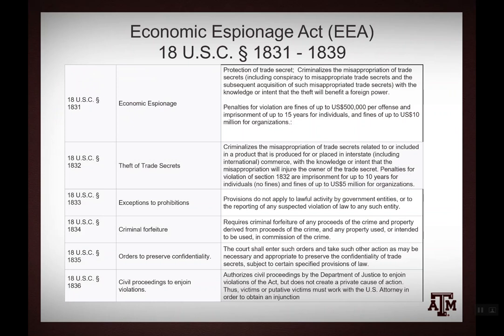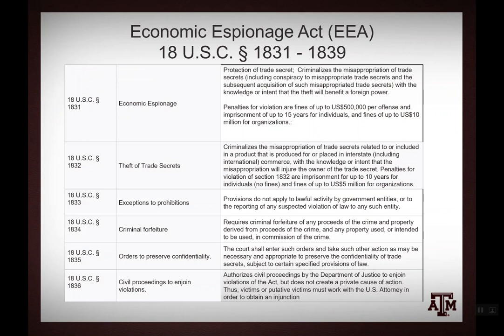Now, Section 35 is very interesting because, let's face it, trade secrets have to be kept confidential. So when they get to court records, the court can enter orders, typically called protective orders, to preserve the confidentiality of trade secrets, because otherwise the civil and criminal fights to protect trade secrets would in fact disclose them.